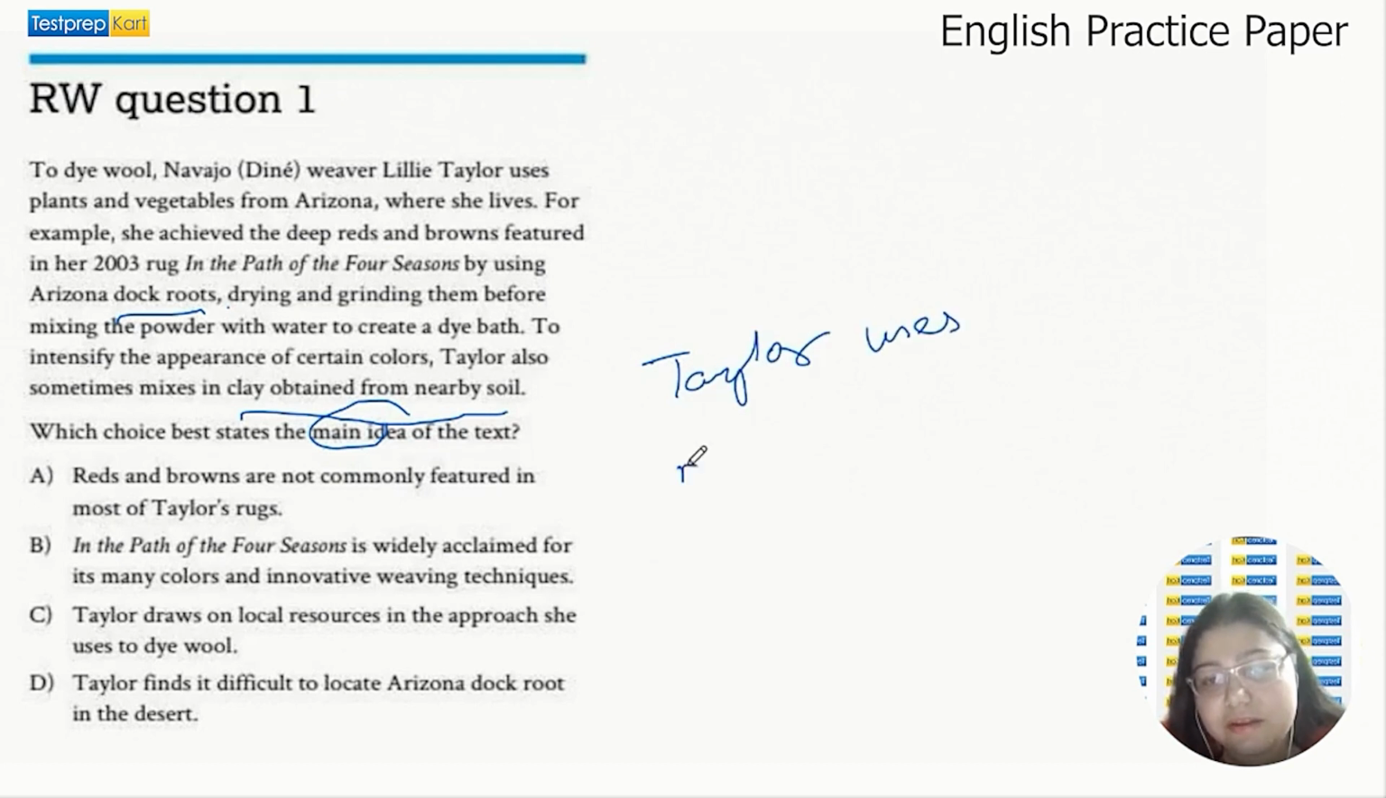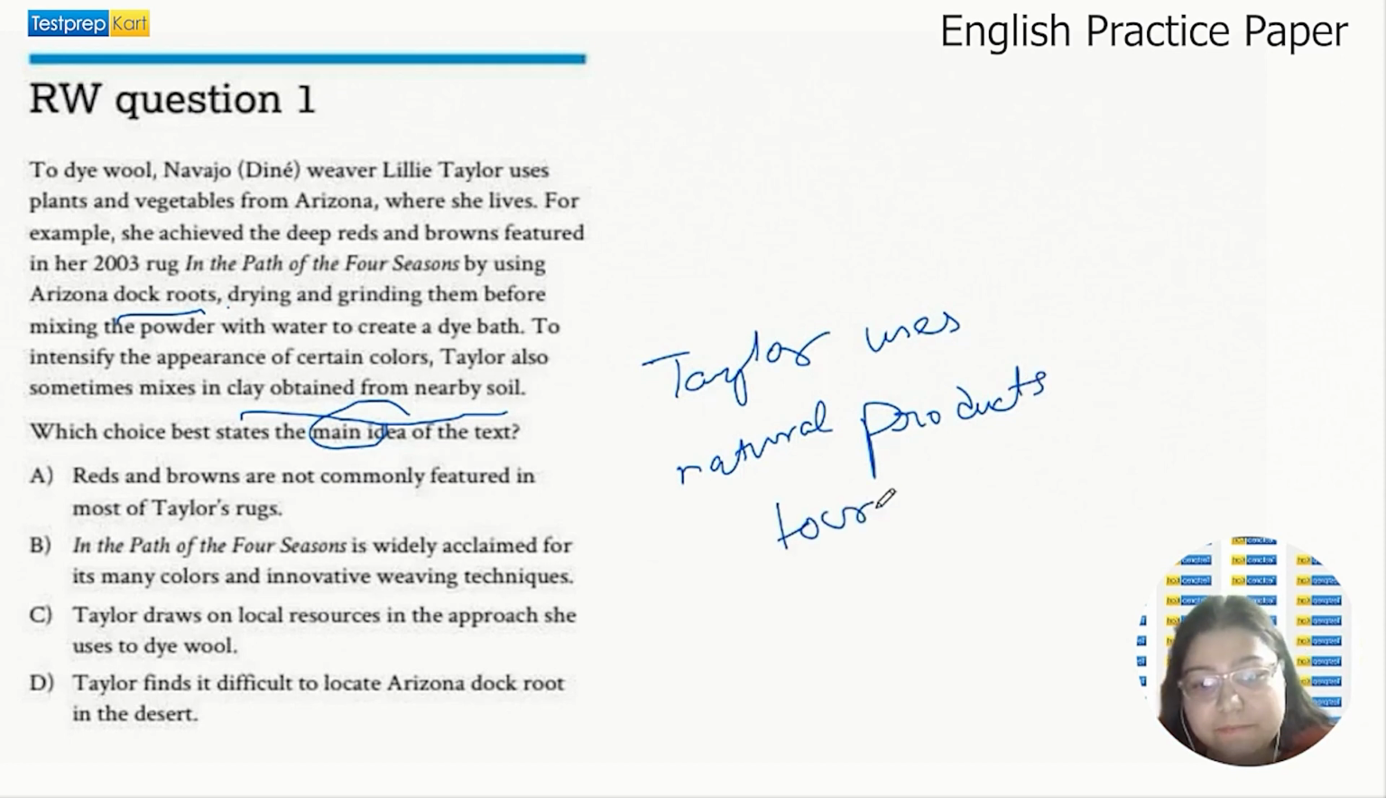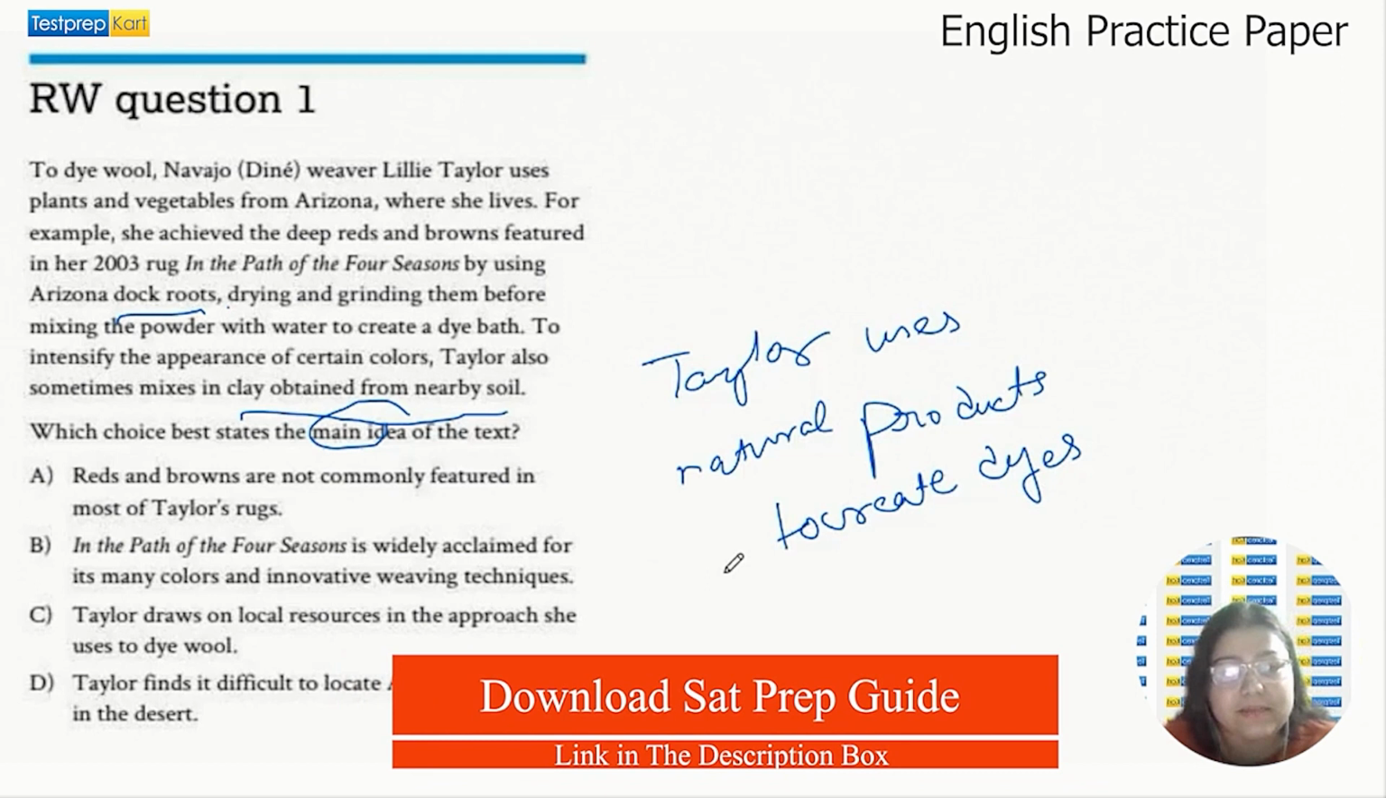So there we can then summarize the passage to say that Taylor uses natural products, or natural material, to create her dyes. Okay, so that's the summary of the passage that we just read. All right, now let's look at the options.